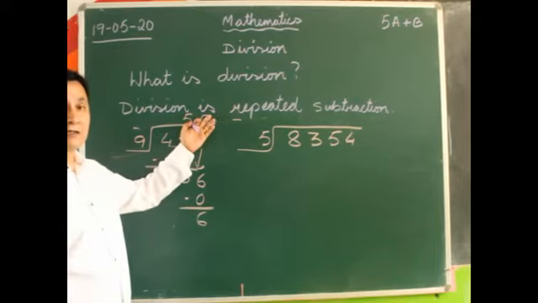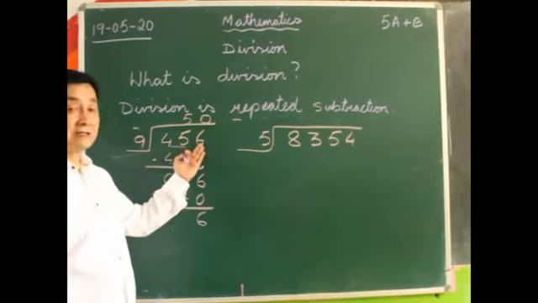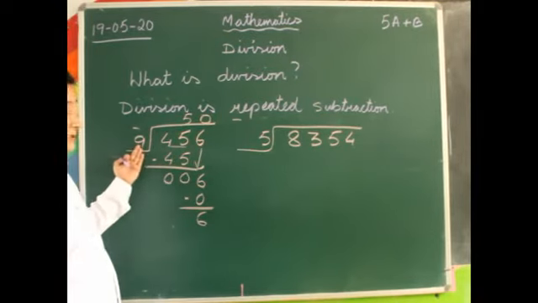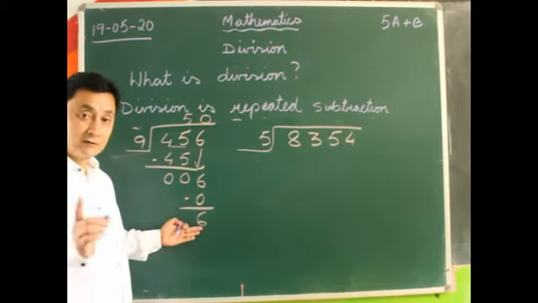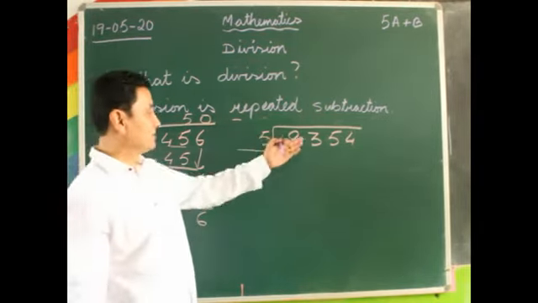This is what answers cohesion. What is this number known as? Dividend. What is this number known as? Divisor. And good, remainder.